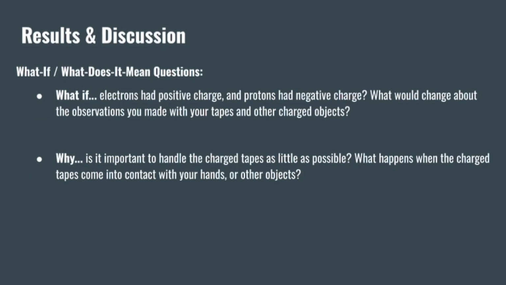Finally, we have some what if / what does it mean discussion questions. The first one we have is, what if electrons had positive charge and protons had negative charge? In short, the behavior of attraction and repulsion between charged objects would stay the same, only the labels for positive and negative charges would be reversed.